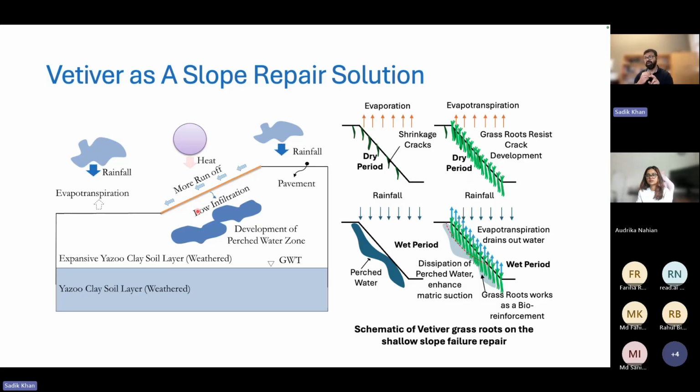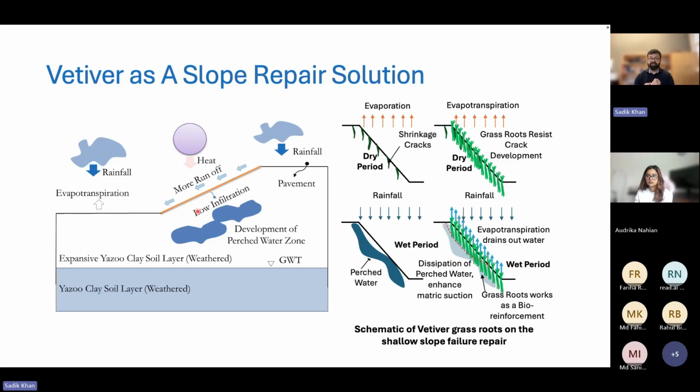The first benefit is that in expansive soil there are shrinkage cracks, and the root system should help us reduce the volume of the shrinkage cracks. Number two, we need to look into how we can utilize the vetiver grass to reduce the soil moisture content within the slope. And number three, we need to find out how we can utilize the vetiver grass to increase the shear strength of the slope.